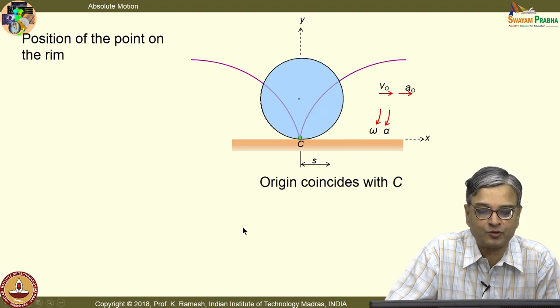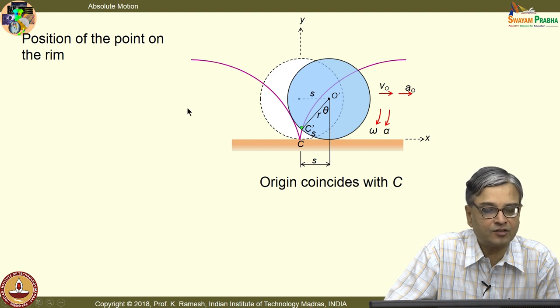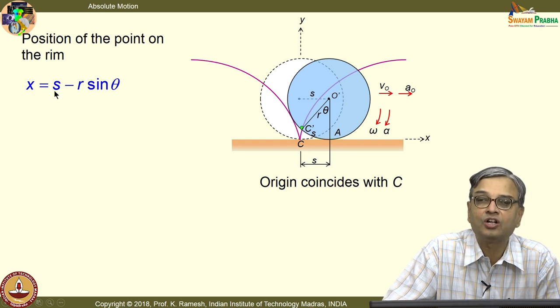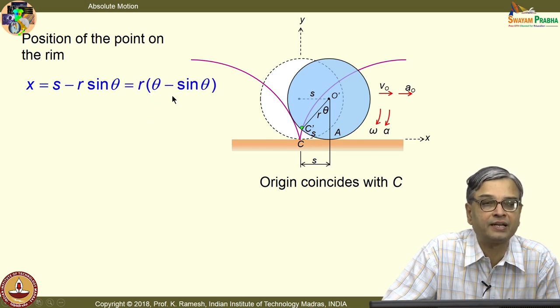And here again, to facilitate visualization, I have the same animation repeated. So, make a neat sketch, or if you have drawn the sketch halfway, complete the sketch by looking at this. And I can also write the quantities. I have the x axis like this, a y axis like this, and the origin coincides with C. And x you can easily write as s minus r sin theta. We already know the value of s from the kinematical relationship. I can replace s by r theta. So, I can write this as r of theta minus sin theta.